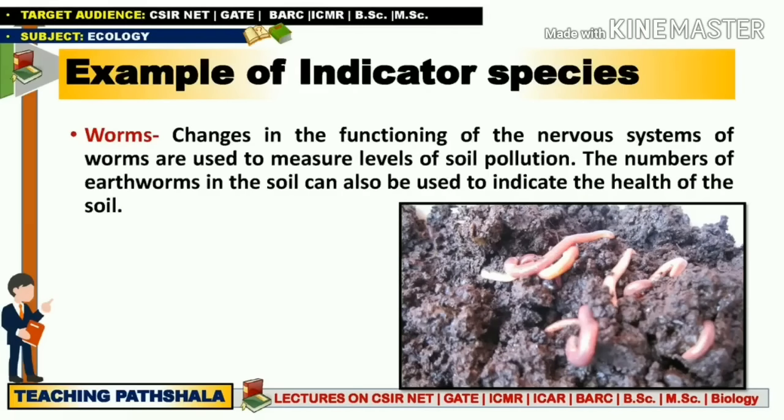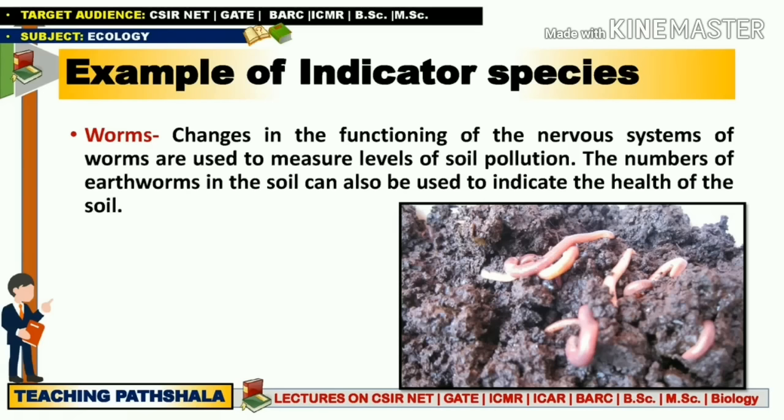Now let's talk about some examples, and these examples are going to help us understand the exact concept of indicator species. So the first example is the worm, the soil worm which you used to see in any kind of fertile soil. Changes in the functioning of the nervous system of worms are used to measure the level of soil pollution. The number of earthworms in soil can also be used to indicate the health of the soil.